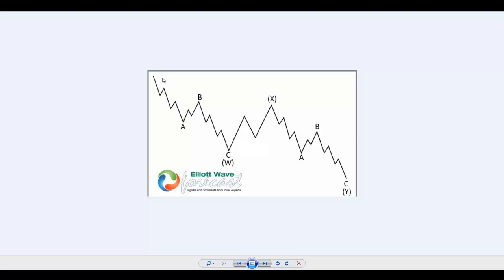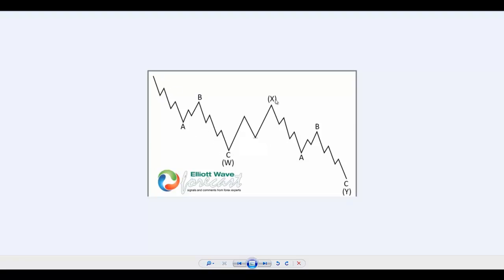However, for a structure to qualify as a double zigzag structure, the first leg and the third leg within the W, and then the first leg and third leg within the Y, they need to be in five waves, just like you can see in this chart over here. You got five waves coming down from the peak: one, two, three, four, five. Three waves in B, then you have one, two, three, four, five. So this makes a zigzag.